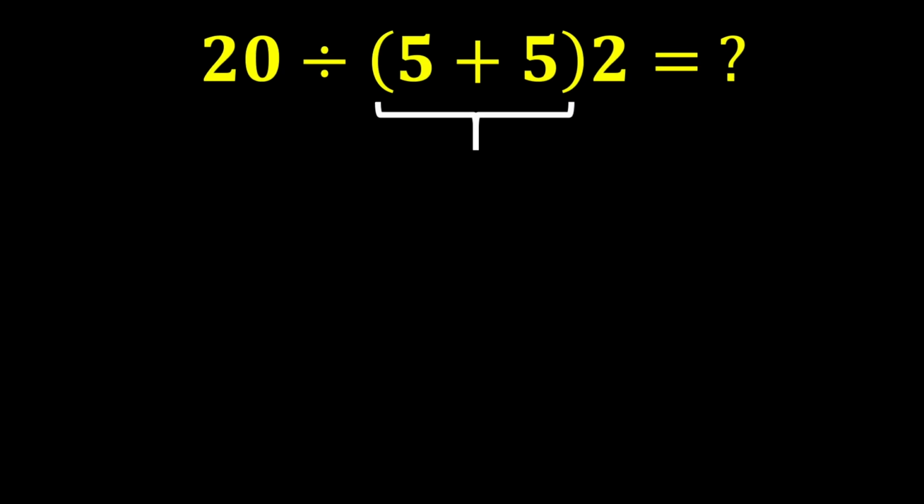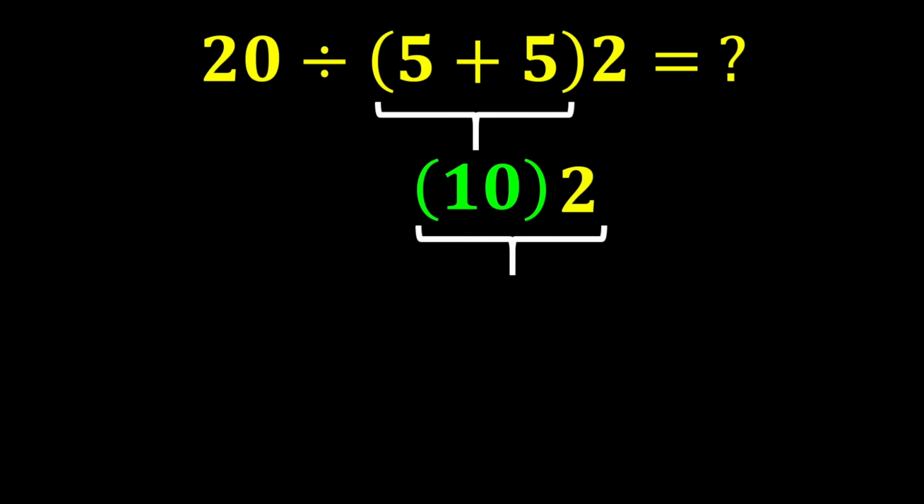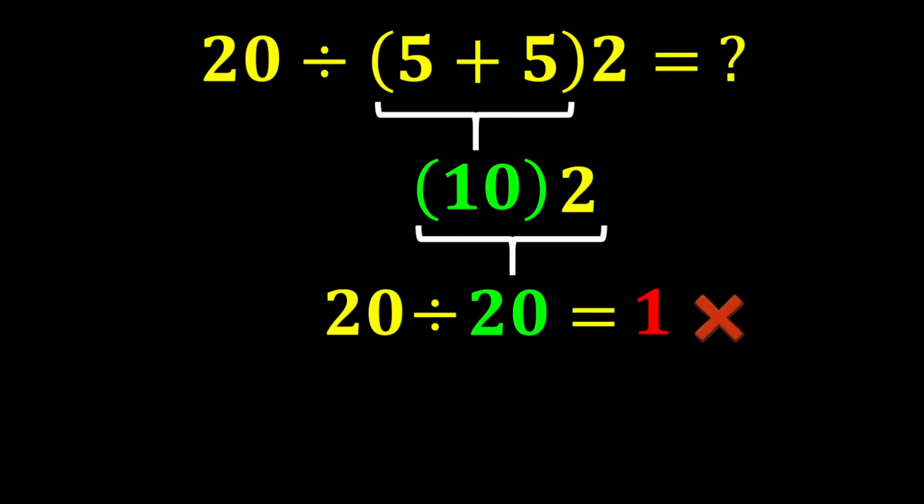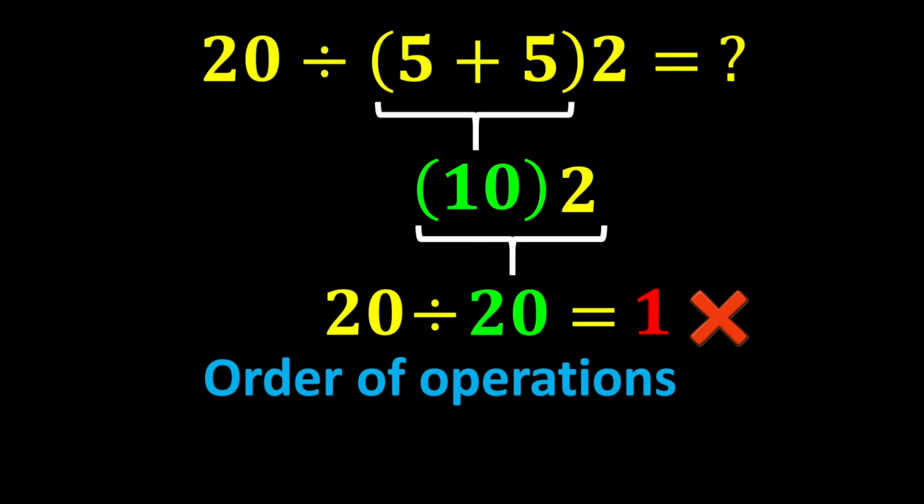5 plus 5 gives us 10, then 10 multiplied by 2 gives us 20, in the end, 20 divided by 20 gives us 1. But this answer is not correct because we did not follow one of the most important rules in mathematics called the order of operations.